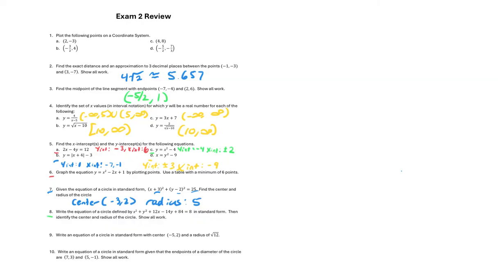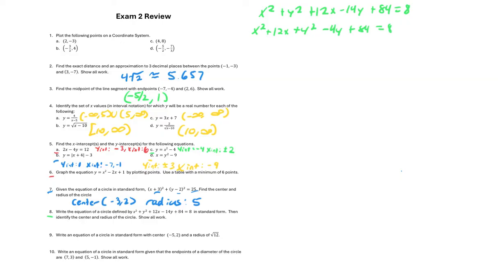Write an equation of a circle defined by x squared plus y squared plus 12x minus 14y plus 84 equals 8 in standard form. And then identify the center and radius of the circle, show all work. Write that up here. Okay, so we're going to group all the x's and group all the y's together. Plus 84 is equal to 8.